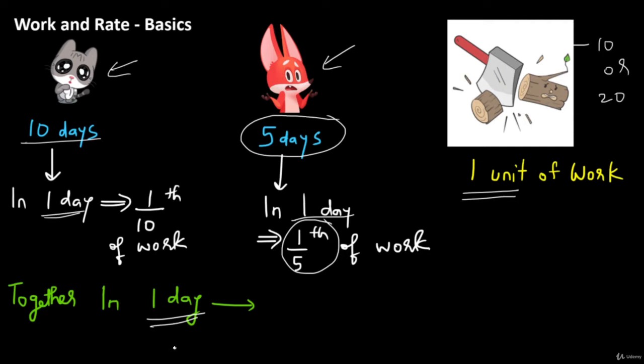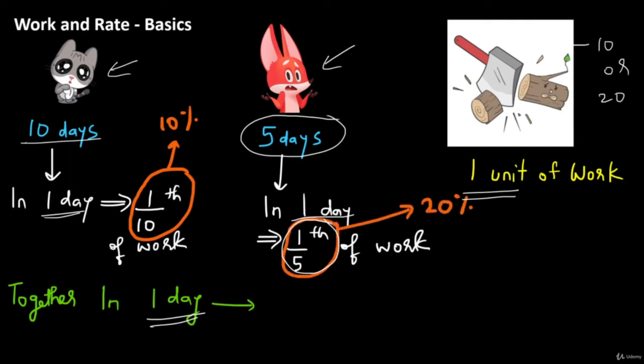The first one is using percentages. Now, Mr. Cat can complete 1/10th of the work in 1 day, and 1/10th of the work is 10% of the work, right? Now, similarly, Mr. Fox can complete 1/5th of the work, which is 20% of the work. So in 1 day, when they work together, they can complete 10 plus 20, that is equal to 30% of the work, right?